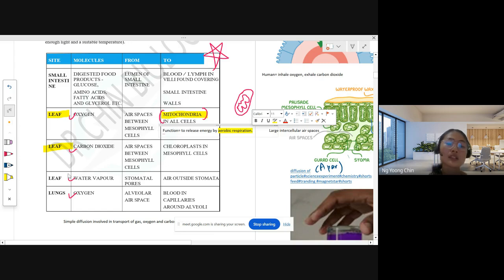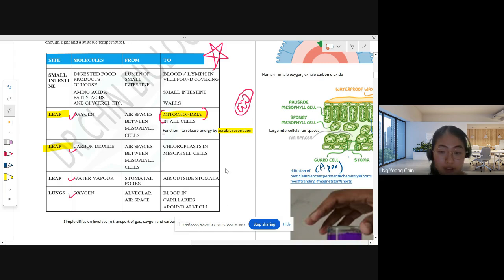Then how about the water vapor? You can see the leaf with the water vapors. That means the water vapor will be released out from the stomata pores and then to the outside atmosphere, which is the air outside the stomata. So this is a process where the plant loses its water, a process known as transpiration.